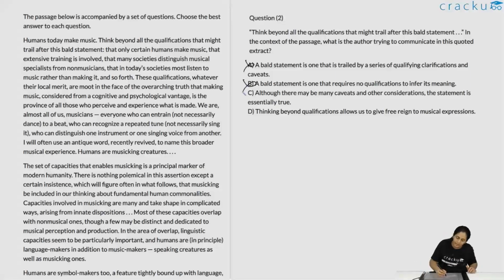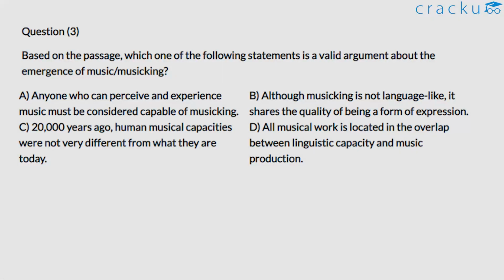So this statement is essentially true despite how you might quibble about it. Thinking beyond the qualifications allows us to give free rein to musical expressions. Not at all what the point is. He's not asking us to think beyond the qualifications. He's saying that if you ignore those qualifications and the caveats, this statement is true. So C is the right answer.